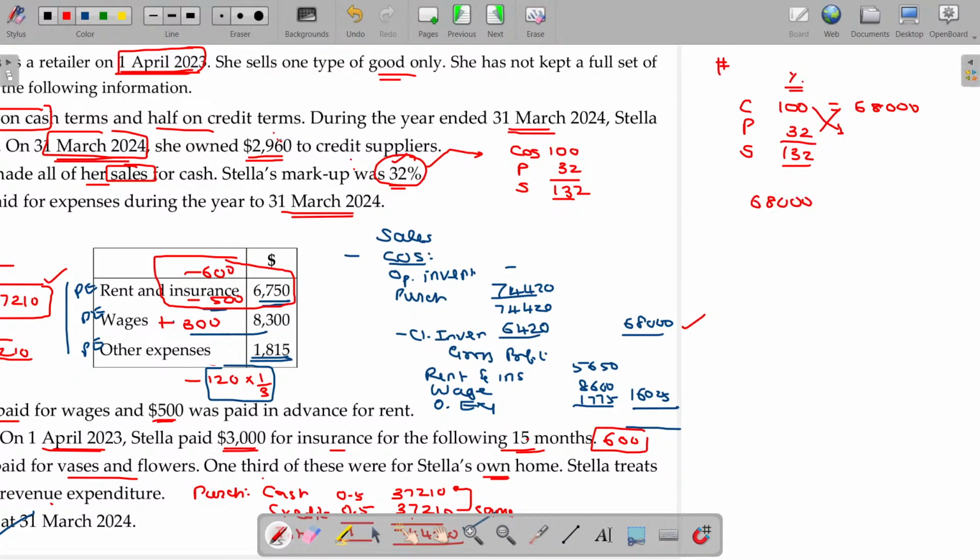68,000 into 32 divided by 100, your gross profit being 21,760. If this profit being 21,760, and the total sales being 89,760. So sales here being 89,760. From there 68,000 subtracted to get the gross profit 21,760, and your profit and loss section expenses subtracted here to get the profit for the year being 5,735.